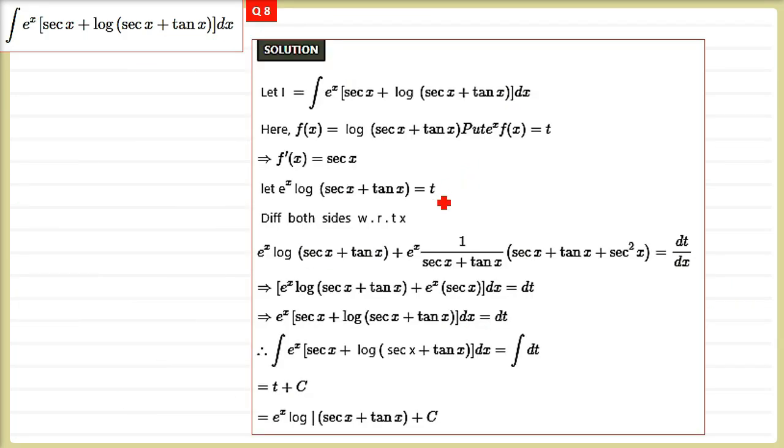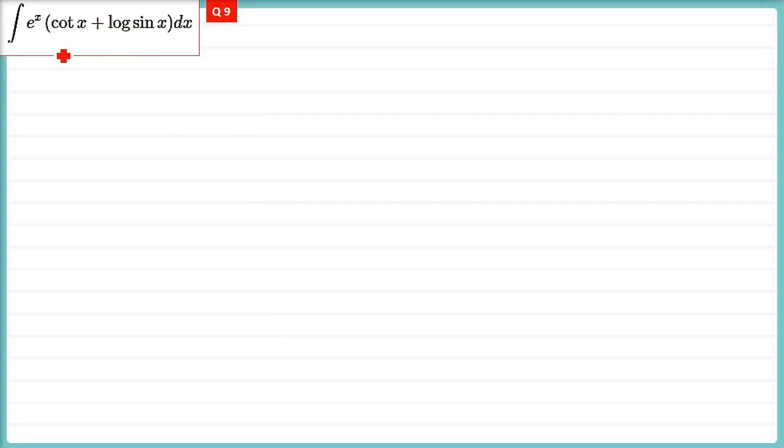So this is the result which I was talking about. This reference you can keep in your mind so that you can solve it like this: e raise x cot x plus log sin x. Now what will be fx and what is f dash x? If you take cot x, it will be negative cosec square x, and that will not fall into the category of any formula, because we need fx plus f dash x followed by or preceded by the multiplication of e raise x.